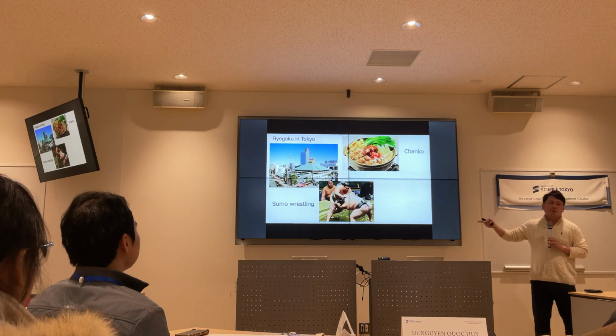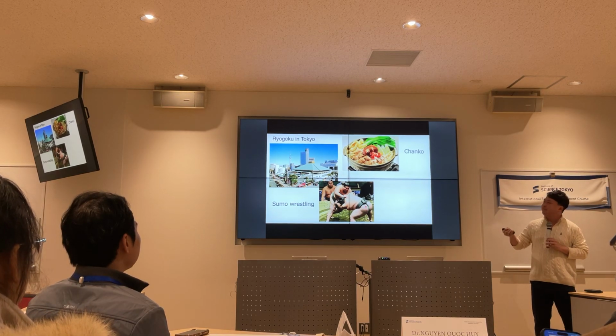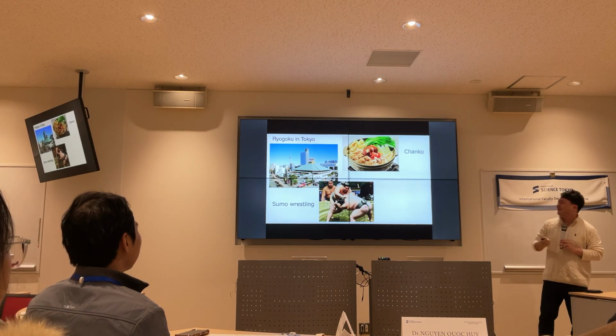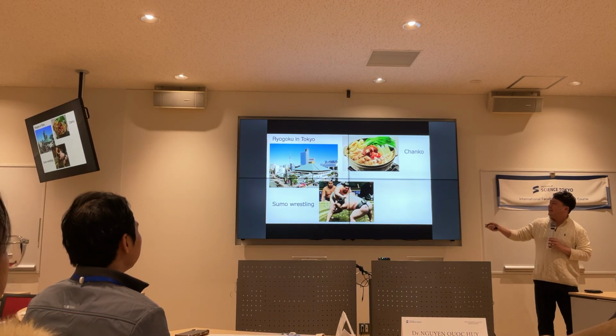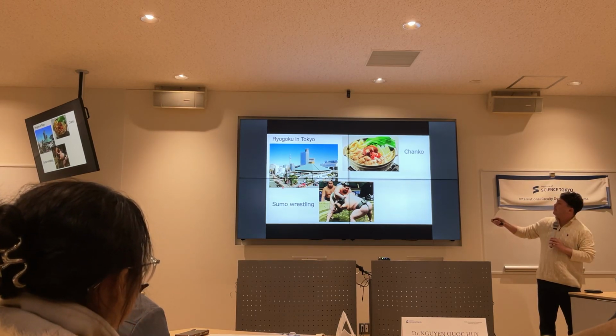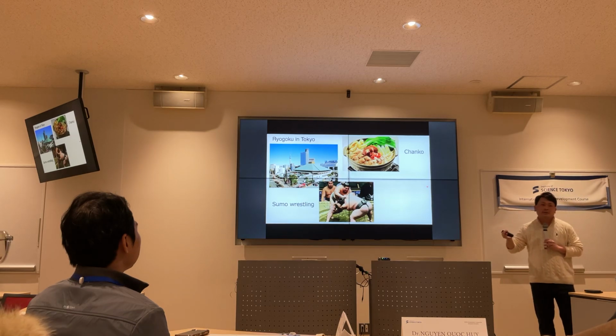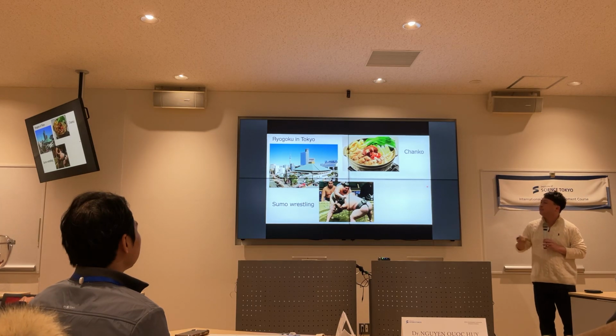Ryogoku is famous for the sumo wrestling stadium. Do you know sumo wrestling? Maybe all of you know it. I live near this stadium. Then chanko is a very famous food in Ryogoku, and it is the food of sumo wrestlers.